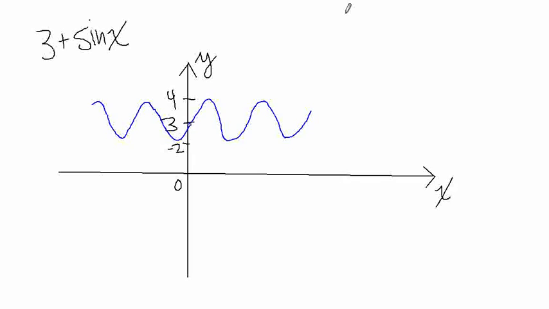Now, notice that, again, the amplitude is still 1. It's just that the graph's been shifted. The center line is not the x-axis. The center line now is the line y equal to 3. Okay?